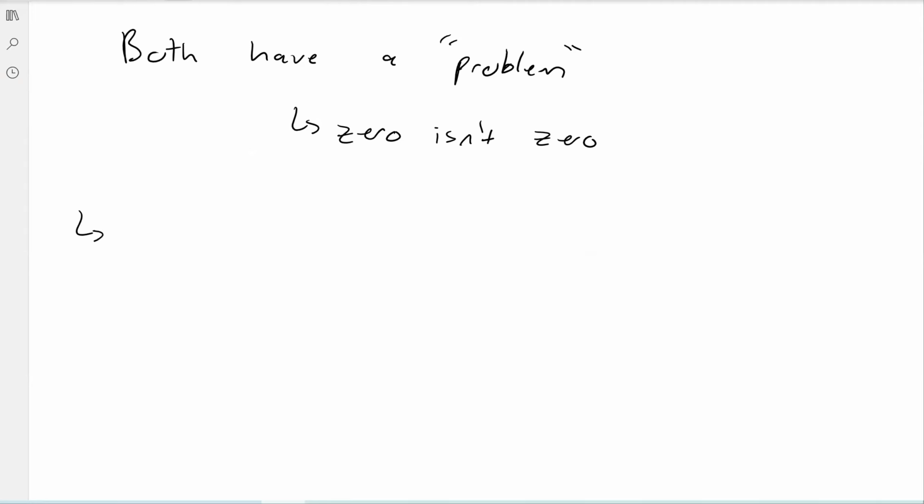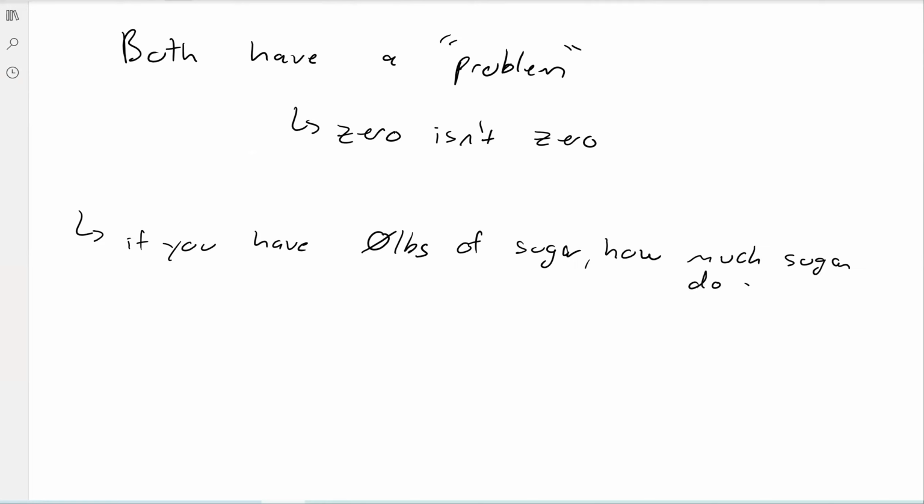So let's take a look at mass. If you have 0 pounds of something, I'm just going to say 0 pounds of, I don't know, sugar, I guess. How much sugar do you have? Well, you've got none. You've got 0 pounds, so you've got 0 amount of sugar.